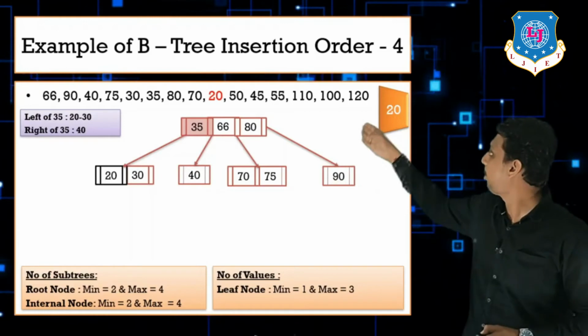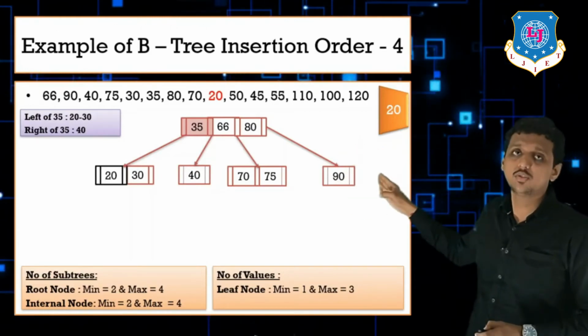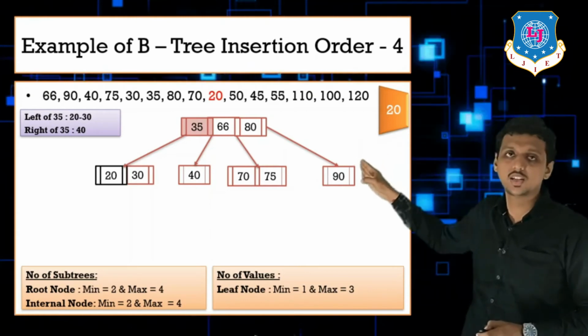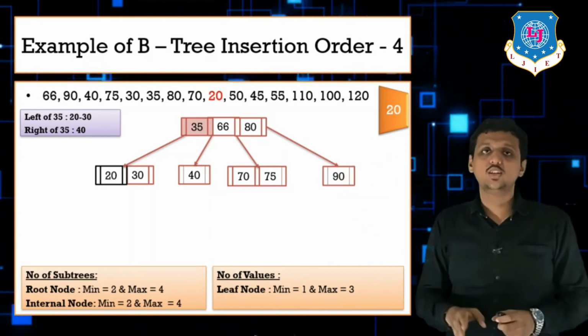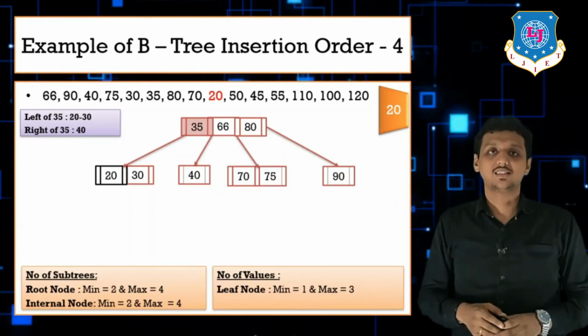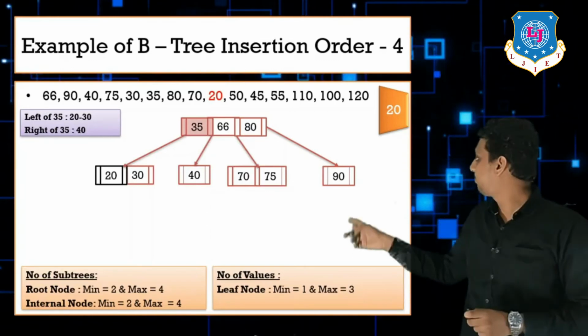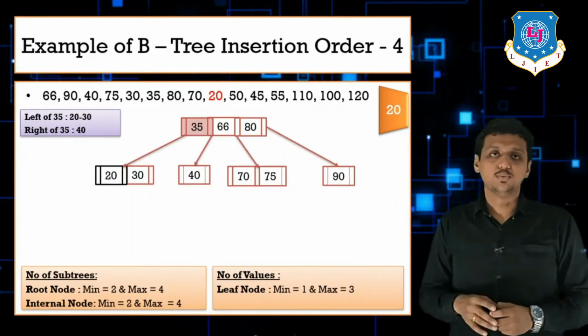See the pointer, the right side link of 35 and the left side link of 66. That shows this pointer contains the values which are greater than 35 but lesser than 66. Okay, that is 40, so 40 must be over there. Now let's move further.